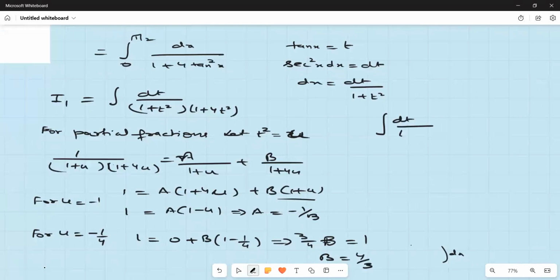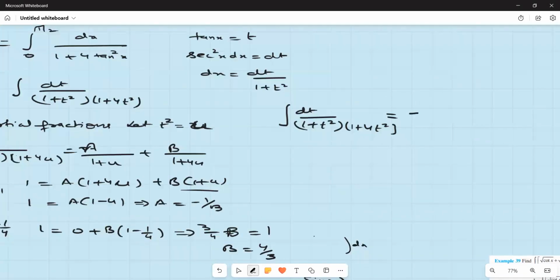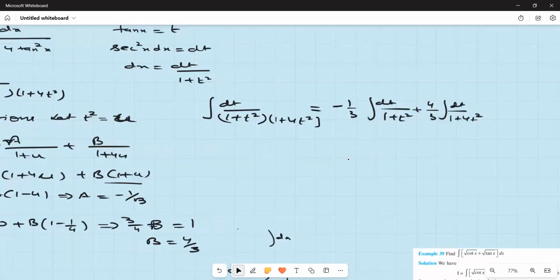So dt upon 1 plus t square into 1 plus 4t square is equal to minus 1 by 3 dt upon 1 plus t square plus 4 by 3 dt upon 1 plus 4t square. So this is minus 1 by 3 tan inverse t plus 4 by 3.